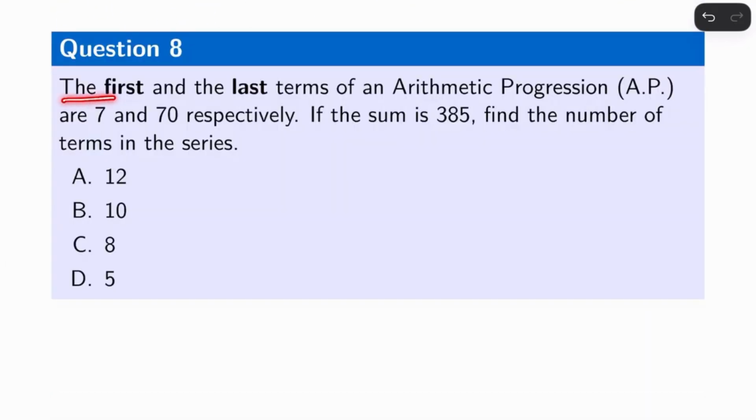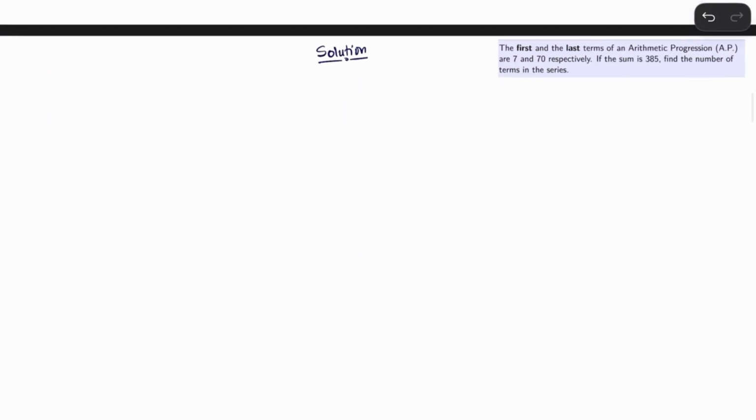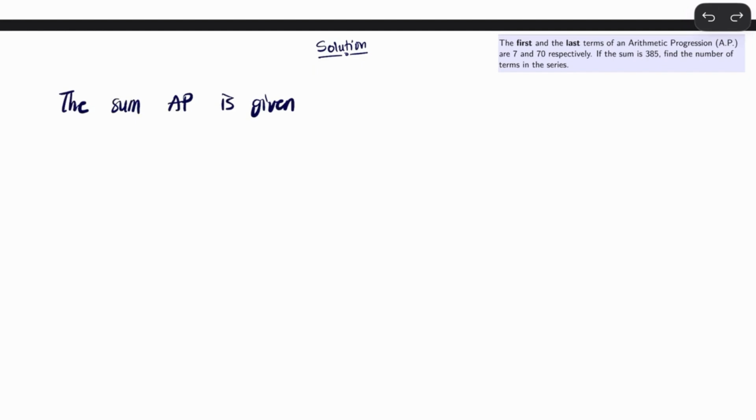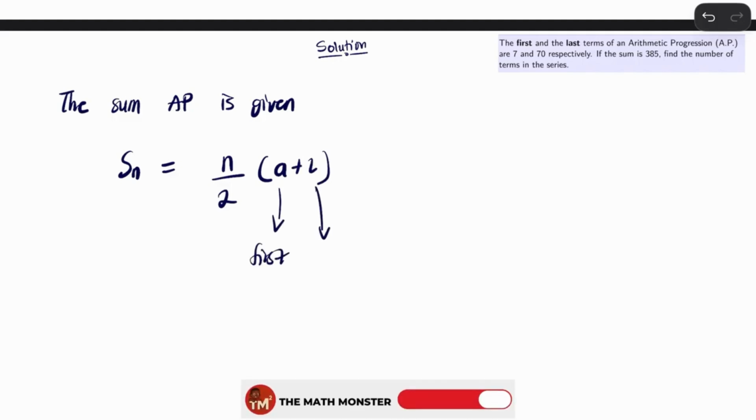Question number 8. The first and the last terms of an arithmetic progression AP are 7 and 70 respectively. If the sum is 385, find the number of terms in the series. Solution. The sum of an AP is given by S_n is equal to n on 2 multiplying a plus l, where a is the first term and l is the last term and n is the number of terms.